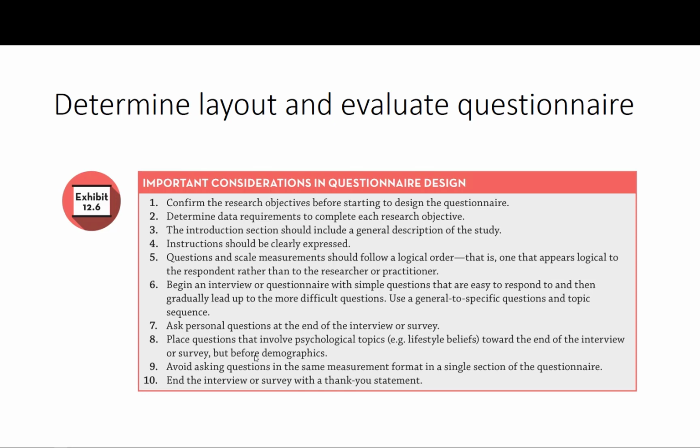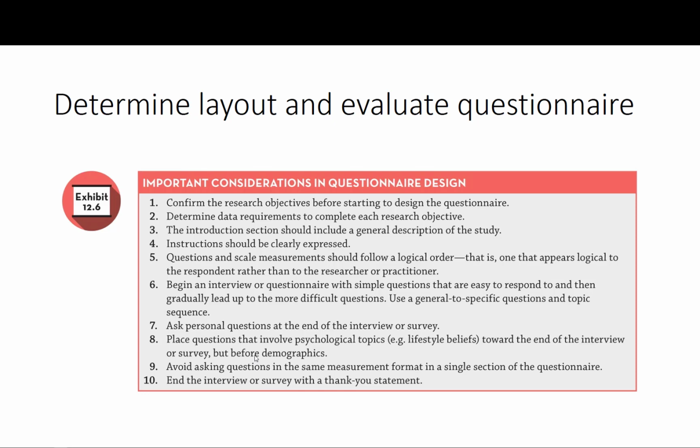Pre-testing the questionnaire with a potential respondent is the best way to determine this. So we start with the simple questions, then get to the more difficult and the more specific ones. Put your personal questions and your demographics at the end of the survey, and include psychological topics, things like lifestyle, beliefs and attitudes, towards the end of the interview but before the demographics.